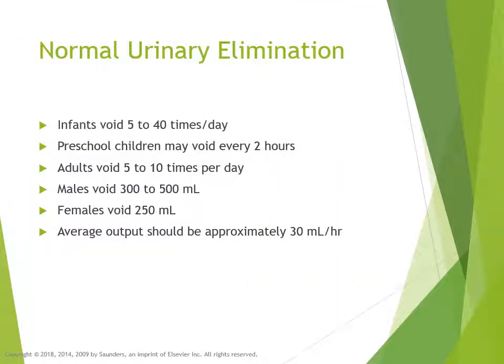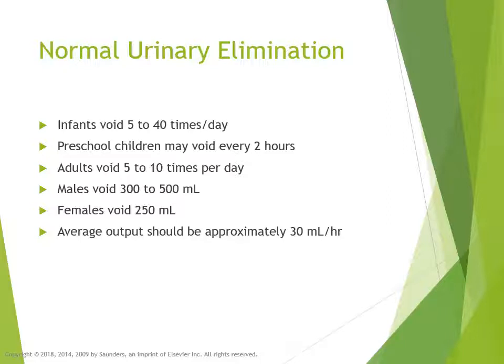So urinary elimination, when it's considered normal, has a frequency that varies depending on an individual's age and stage of life. Infants void 5 to 40 times per day, whereas preschoolers may void every 2 hours. Adults void 5 to 10 times per day. The total volume excreted by a male can be anywhere between 300 to 500 mLs each time, and the adult female may void 250 mLs each time.